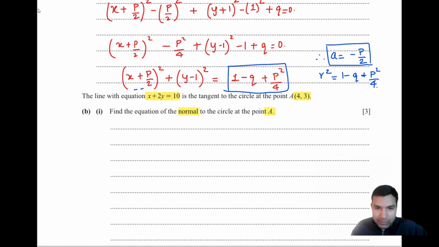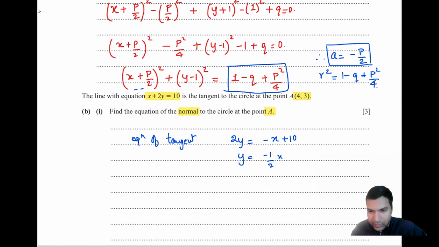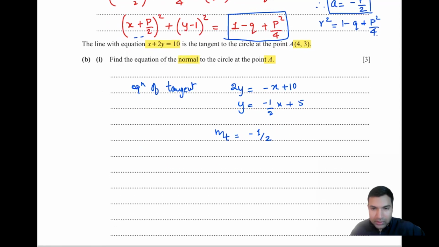Now, let me rewrite the equation of tangent. So equation of tangent, what is given to us? 2y is equal to negative x plus 10. Right? Therefore, y is equal to negative 1 by 2 times x plus 10 by 2 becomes 5. Okay. So now what is the slope of the tangent? It's negative 1 by 2. So what will be the gradient, or the slope of the normal.